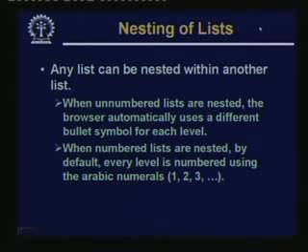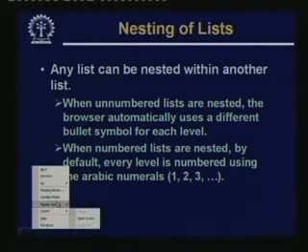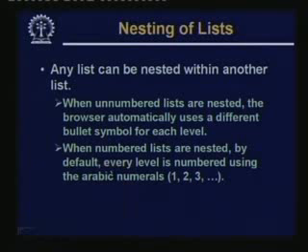Now, these three kinds of lists that we have talked about, it is possible to nest these kinds of lists. So, you can nest any list within another. Well, when you say that any list can be nested within another, this means any kind of combination of numbered, unnumbered and definition lists. An unnumbered list can be nested inside an unnumbered list, a numbered list can be nested inside an unnumbered list, numbered inside numbered, definition inside unnumbered, any kind of nesting is allowed.